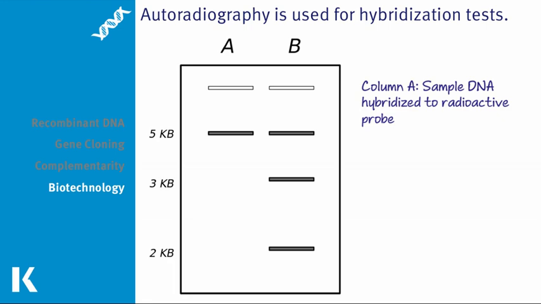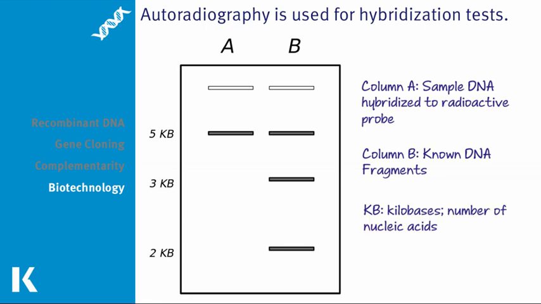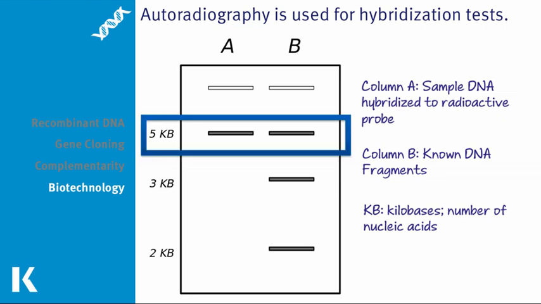When sample DNA is compared to the marks of known DNA, like the ones in column A compared to the ones in column B, the kilobase size and the identity of the fragment can be determined. In this particular experiment, the sample contained the 5 kilobase segment, noted by the appearance of a gray band in column A, but not any 3 kilobase or 2 kilobase segments, indicated by the absence of a gray band in those spots in column A.